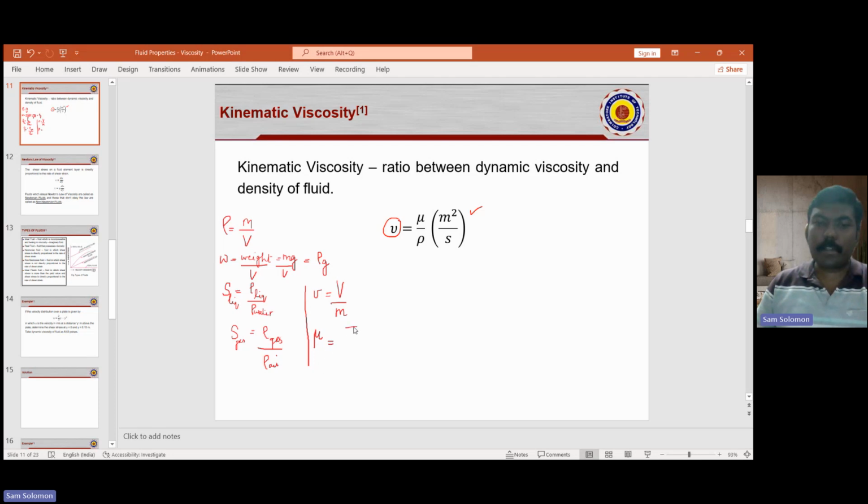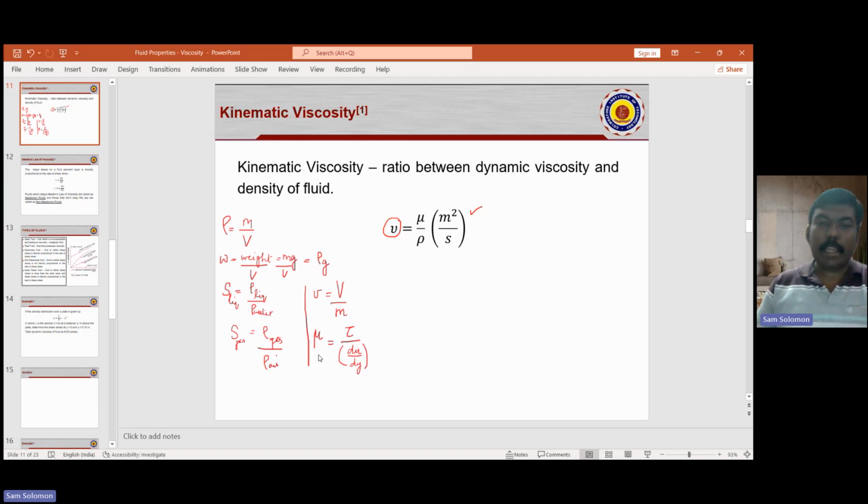Okay, we also looked at viscosity. Mu is dynamic viscosity, and it is defined as shear stress divided by the velocity gradient, or the rate of shear strain. And we also looked at kinematic viscosity. Kinematic viscosity is the ratio of dynamic viscosity divided by your density.